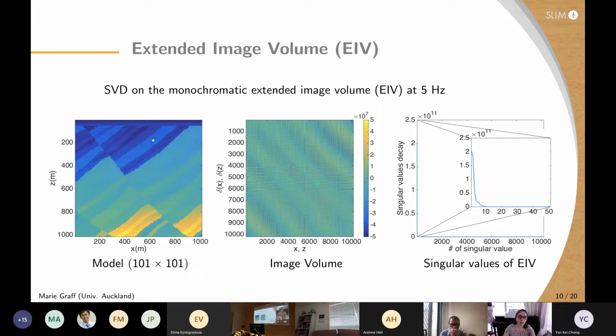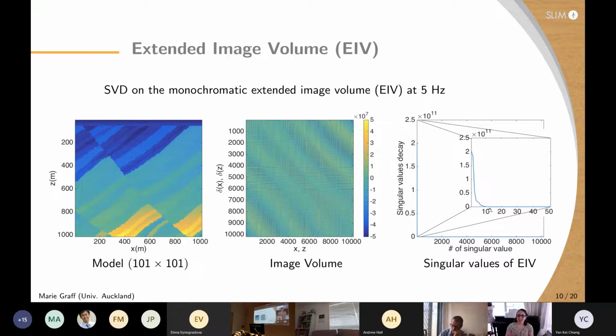So here, for instance, on the left, I have the model for which I want to build an image volume. In the center, this is the corresponding image volume, whose dimension is the square of the dimension of the model. Here I work with a very small model for the purpose of illustration, but in the real application, you should think that it's something much bigger. Then I computed the singular value decomposition, and by zooming in, I can see that only 10 or 15 singular values are meaningful or significant to represent the image volume.